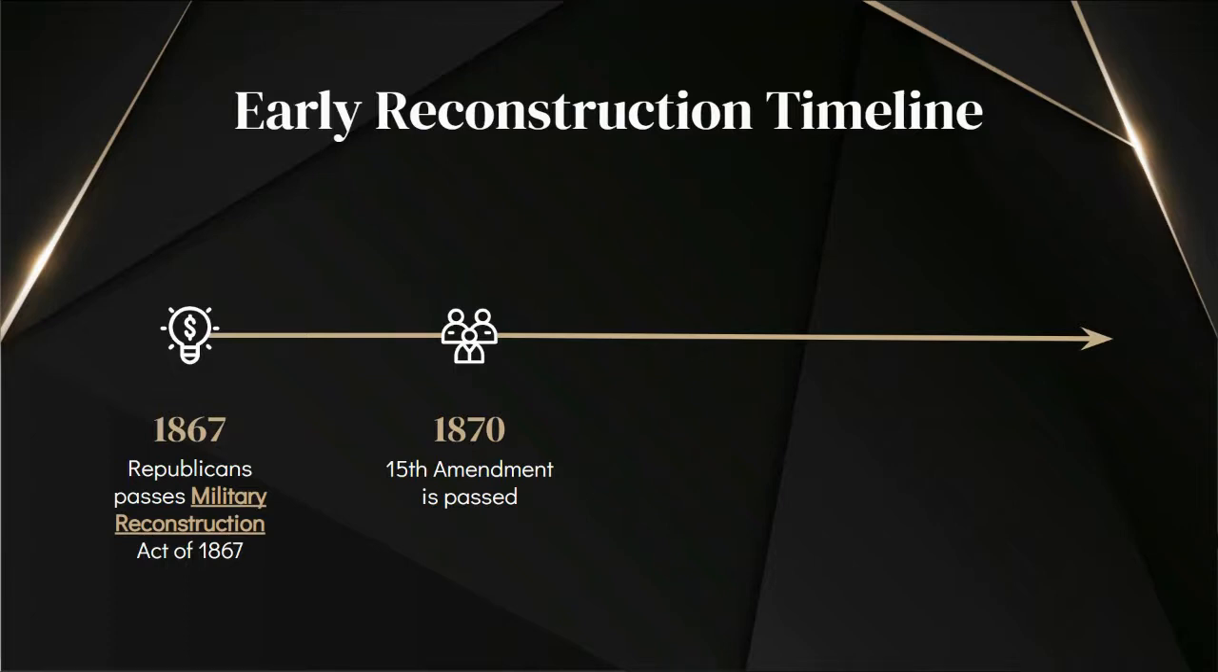But military reconstruction, the South will be divided into military districts, and the military, the Union Army, if you will, really has power to enforce whatever they feel necessary, if you will. 1870, the 15th Amendment is passed. It's now President Ulysses S. Grant, and the 15th Amendment is passed at that time.